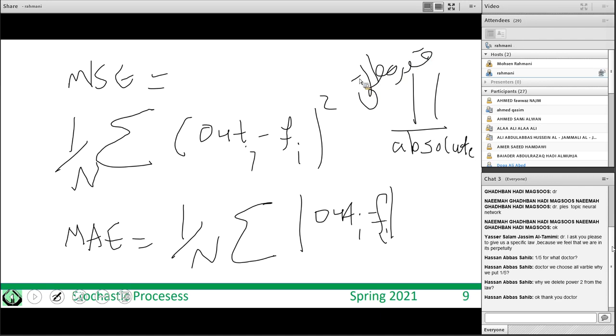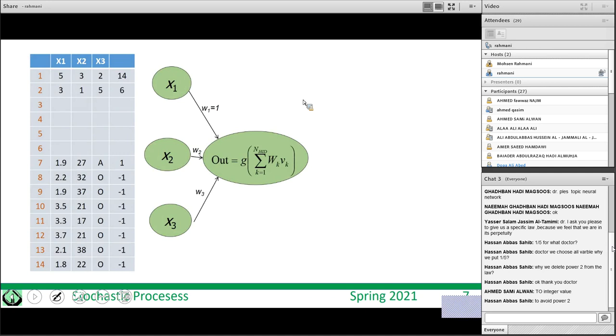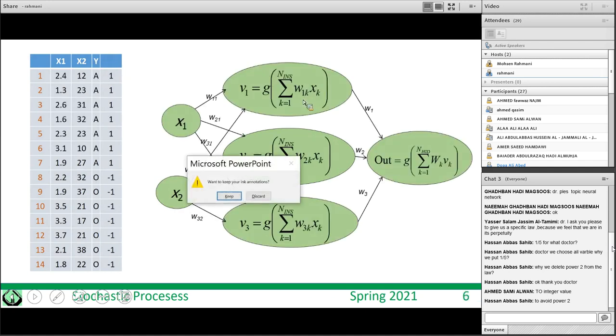And why do we use absolute or power 2? Why do we use one of these two? Do you know why we use absolute value or a square? To have positive values. In order to have positive values. We want to have positive values because we have a summation between these errors.